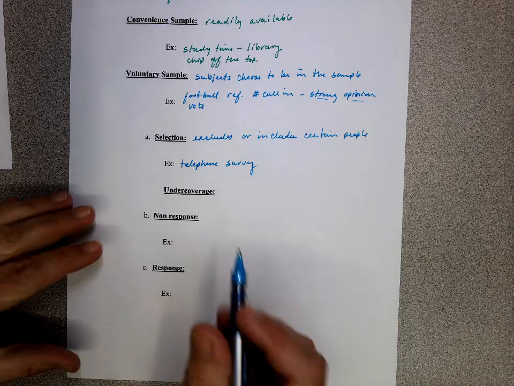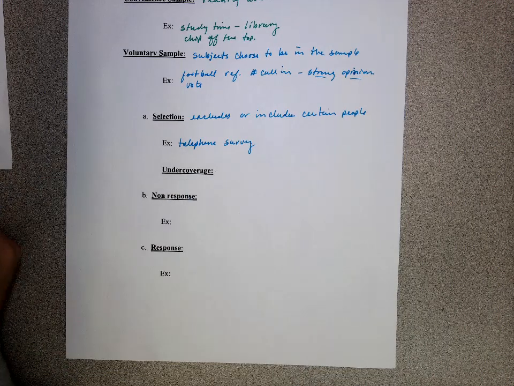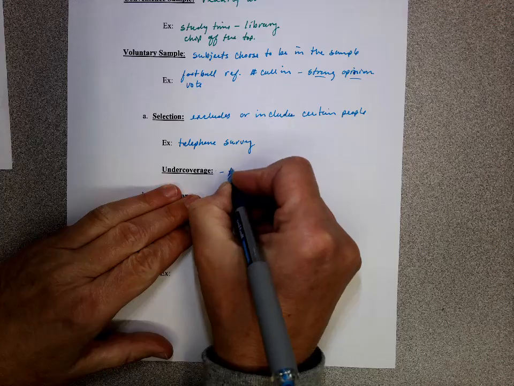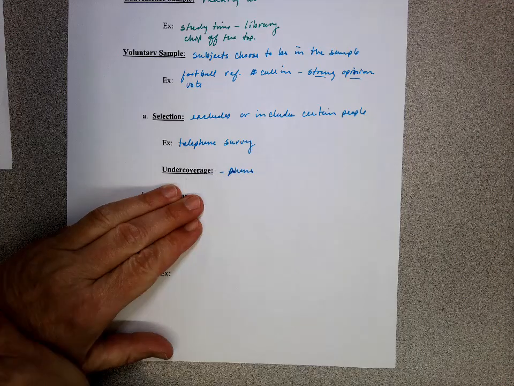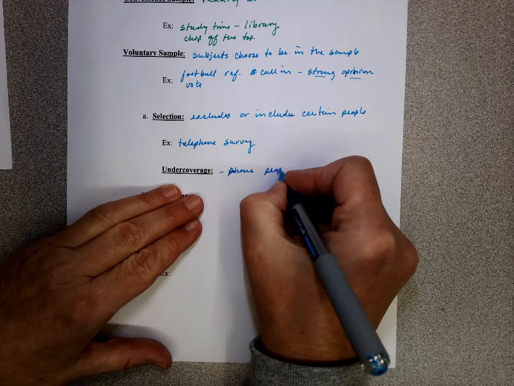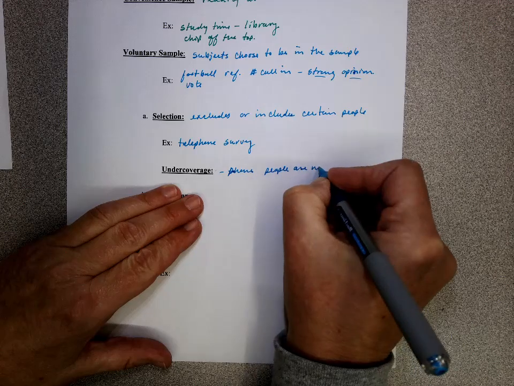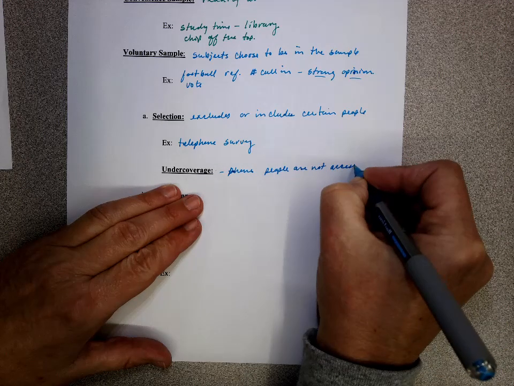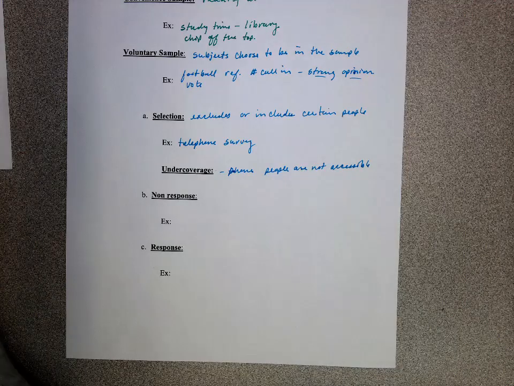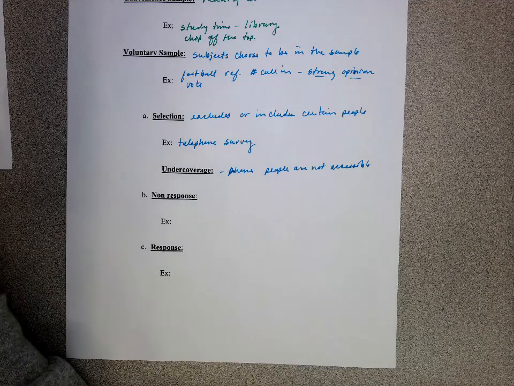And we have under selection bias a type called undercoverage. And this is where people are just not accessible. This happens a lot with the telephone. Maybe now because we have a cell phone, maybe the numbers are unlisted and we can't access those people. So people are not accessible. Those are names of biases under these types of sampling methods that we want to avoid.